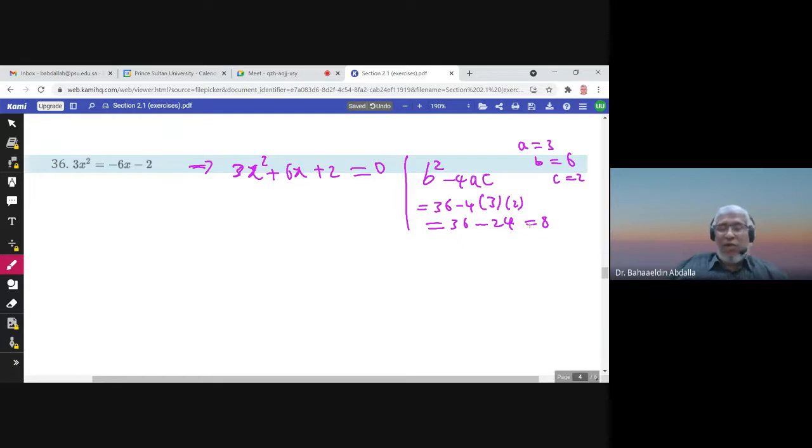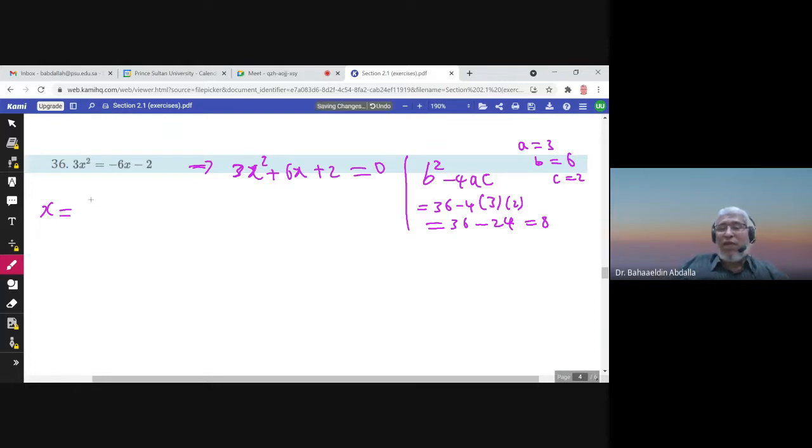Well, the square root of 8 is not a rational number. If you use the calculator, it will give you 2 point something something. Okay, 2.8284 and so on. So this is not a rational number. So by this, I know that this trinomial cannot be factored. So what to do? I have to use the quadratic formula.